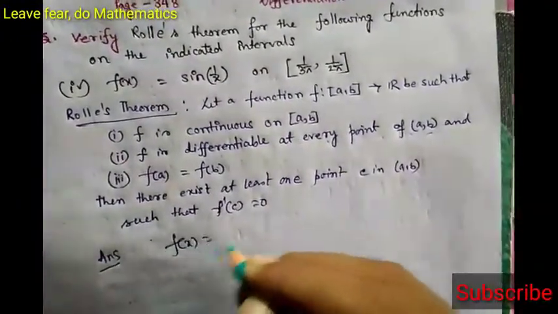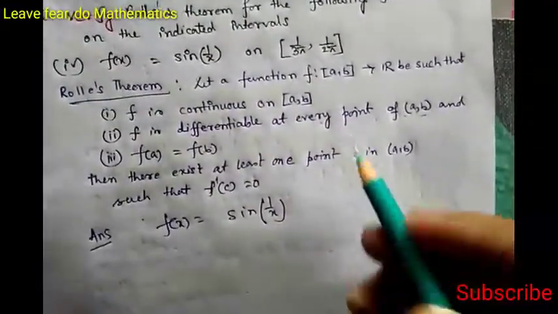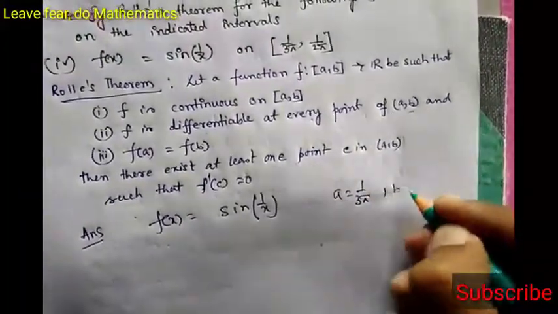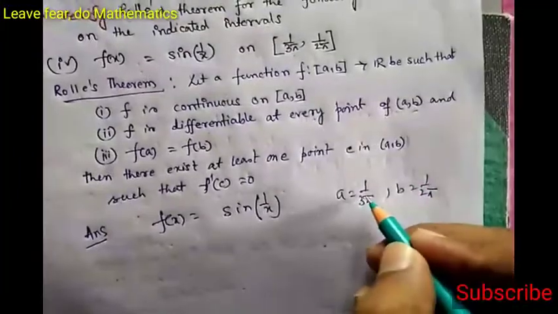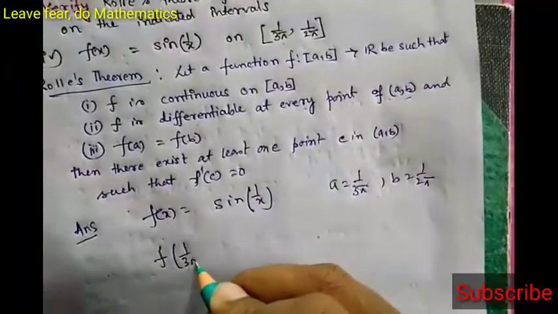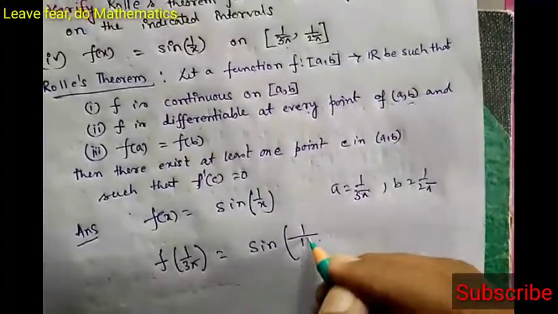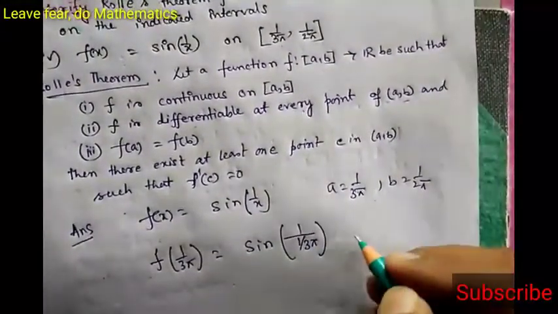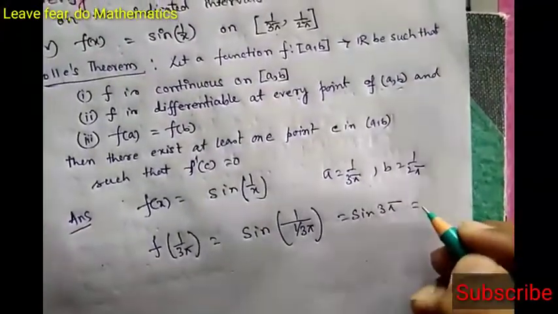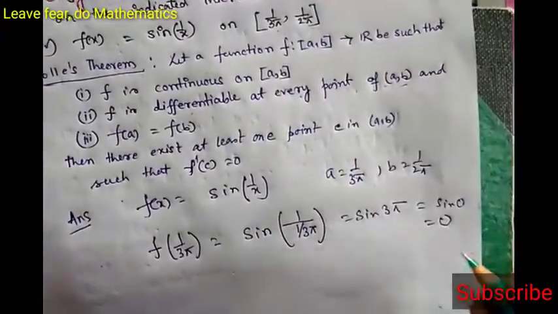So the answer: the given function is f(x) equals sin 1 over x. Here the endpoints are a equals 1 over 3 pi and b equals 1 over 2 pi. The closed interval [a, b] is given by 1 by 3 pi and 1 by 2 pi. Now look, f of 1 by 3 pi equals sine of 1 by x, where x is 1 by 3 pi, so this will be sine 3 pi, and sine 3 pi is equal to 0.